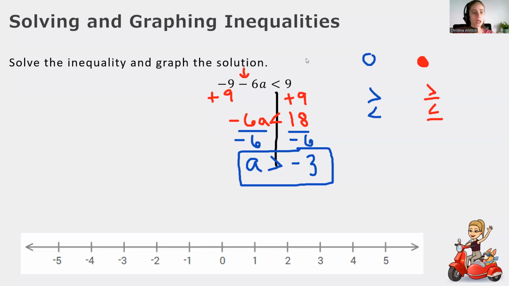All right, in this case, because A is greater than -3, we're going to have an open circle at -3. And then A is greater than, it's all of the numbers that are greater than -3, which means it's going to go to the right, because all of those numbers to the right are greater, they are larger than -3. And there we have our graphed solution.